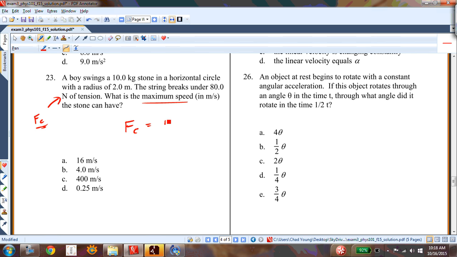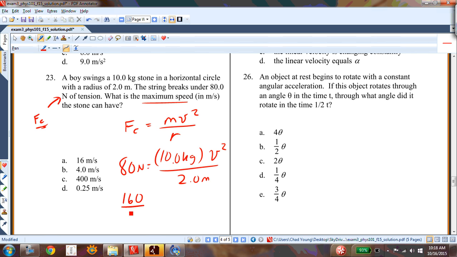Remember, centripetal force is mv squared over r. I think I have everything here, so let's just put stuff in. I have 80 newtons equals the mass, which is 10 kilograms, keeping 3 sig figs here, times v squared. I'm looking for v, and r is 2 meters. So I have 160 over 10 square root. That's equal to 4 meters per second. So B is the right answer for 23.